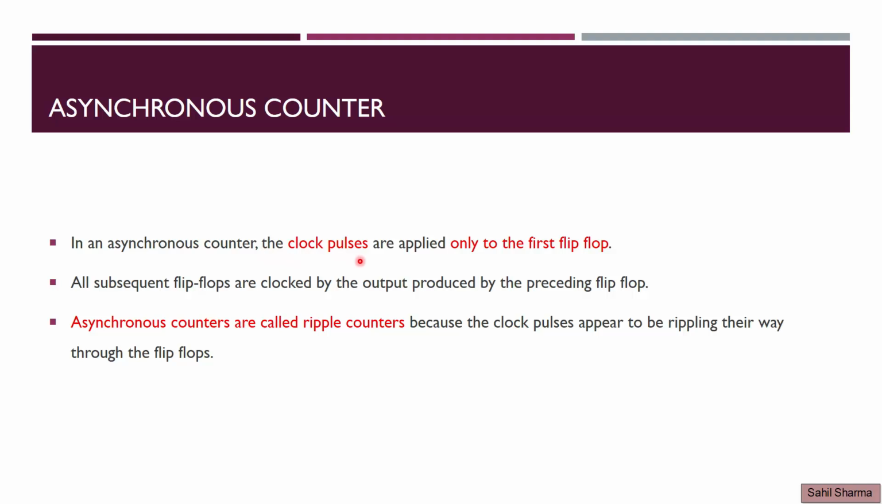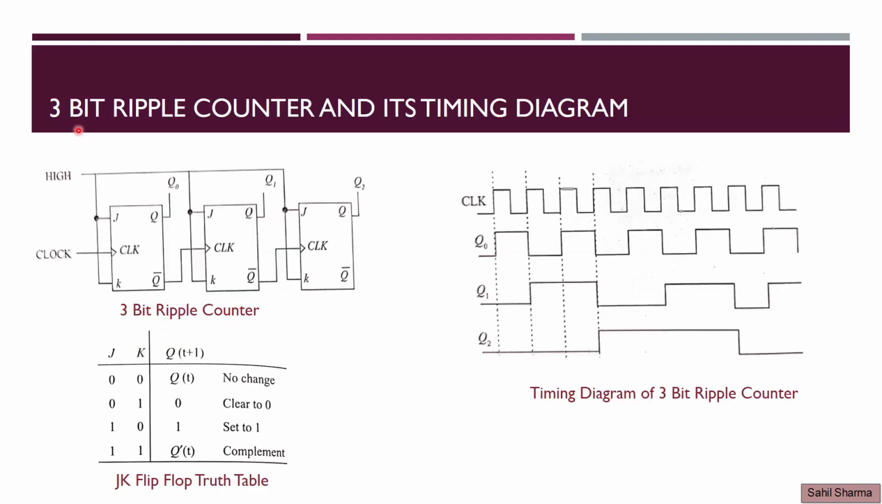In an asynchronous counter, the clock pulse is applied only to the first flip-flop. All the other flip-flops are clocked by the output produced by the preceding flip-flop. Asynchronous counters are also called ripple counters because the clock pulses appear to be rippling their way through the flip-flops. Now let's see the 3-bit ripple counter and its timing diagram.